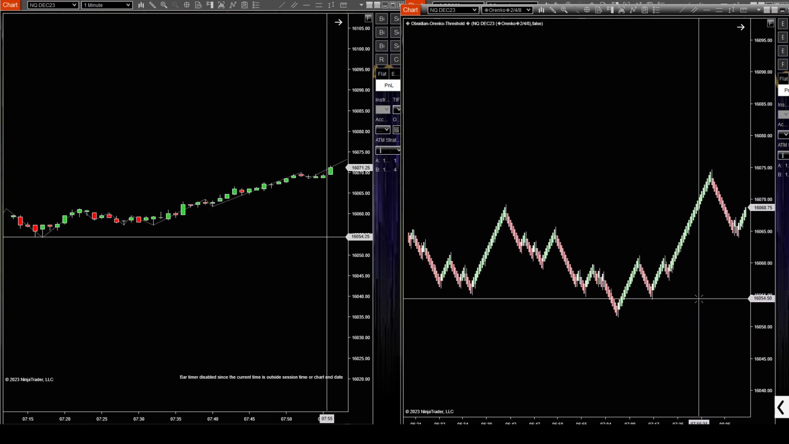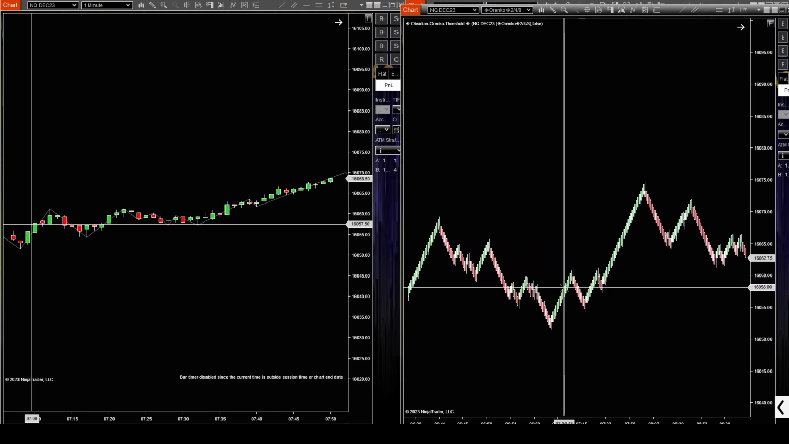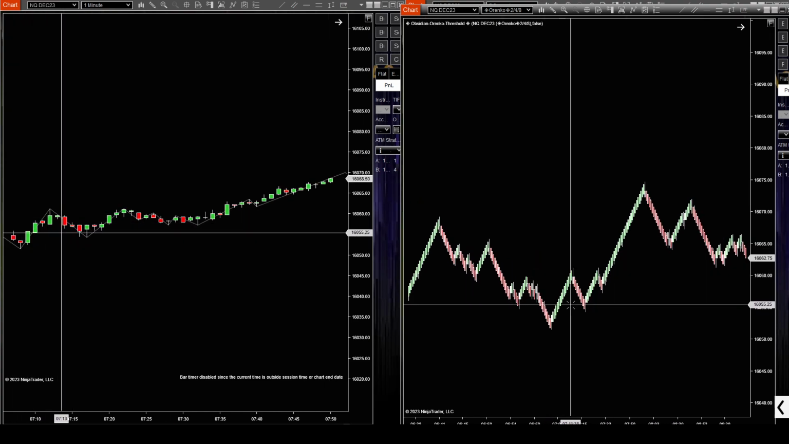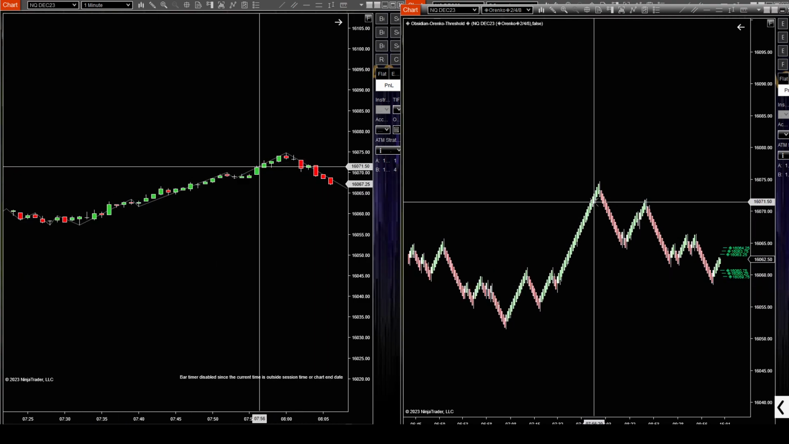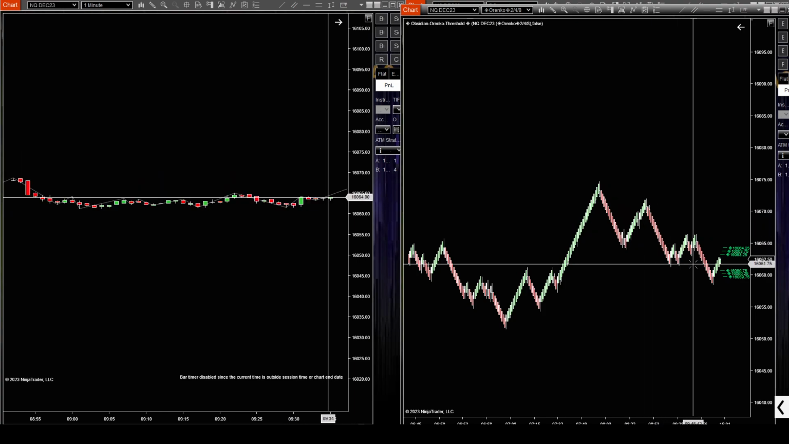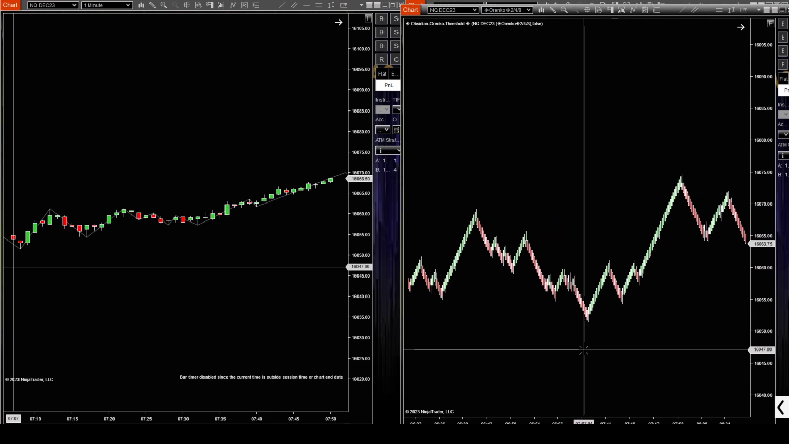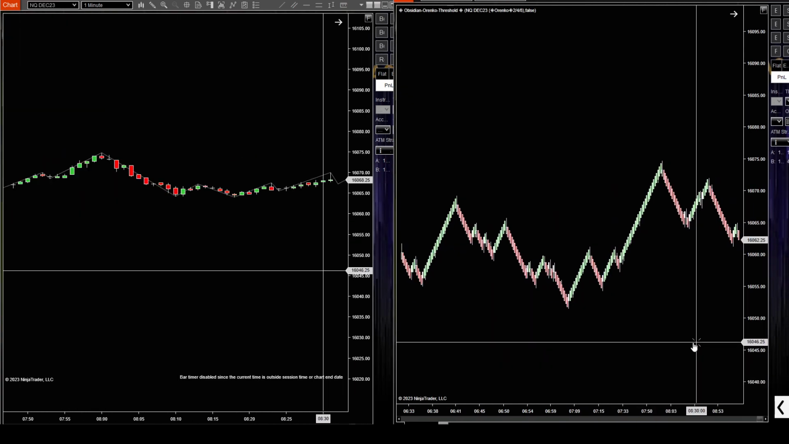Bam. 1-to-1 R, so realistic. Broke above this high, came back into this wick, buy. Oh, broke this wick, came back into the wick, sell. And that's during a dead day today.